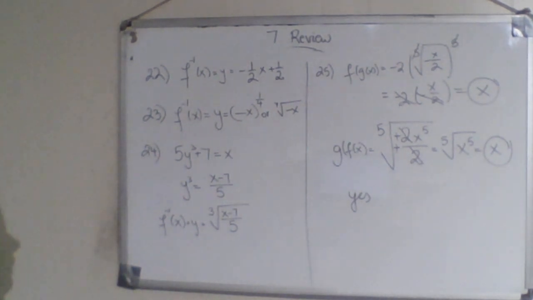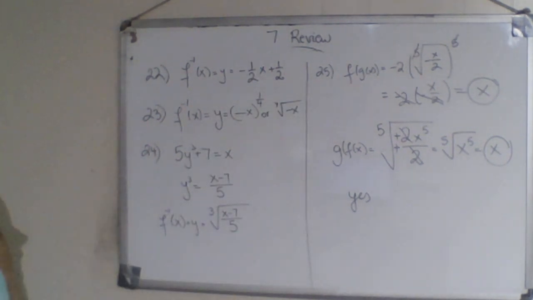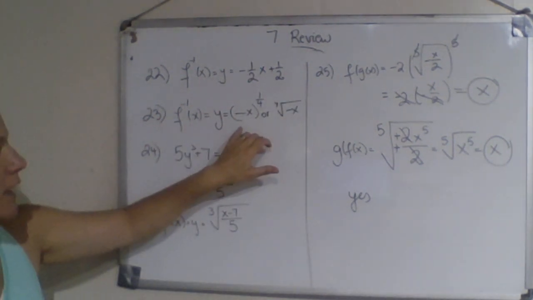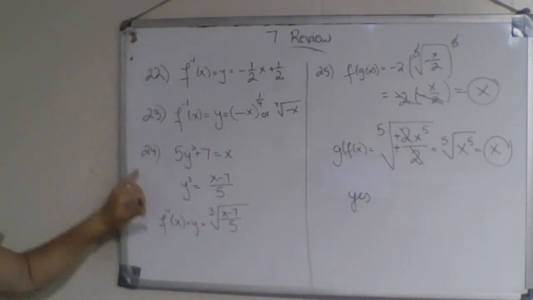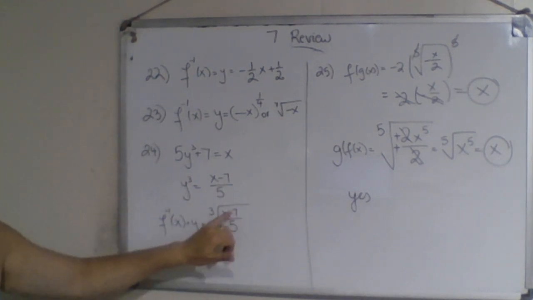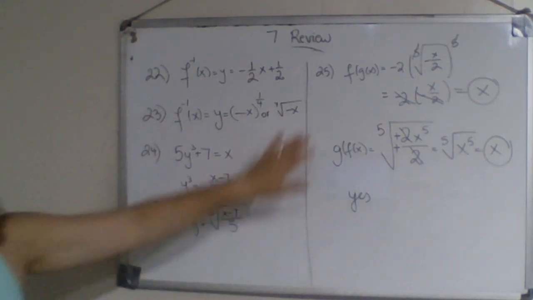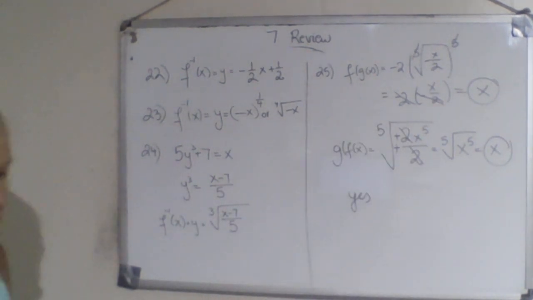Okay, guys, here are your answers. For 22, negative 1/2 x plus 1/2, or you could have had negative x over 2 plus 1/2. For 23, you either got negative x to the 1/4 or the 4th root of negative x. For 24, your y should be the cube root of (x minus 7) divided by 5. For 26, the answer is yes, they both equal x. If you need to see how I work them out, you can pause the video, okay?